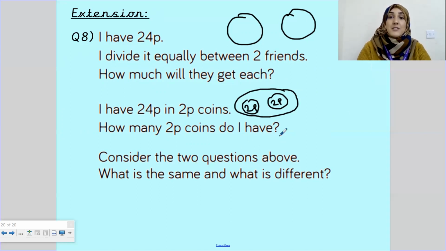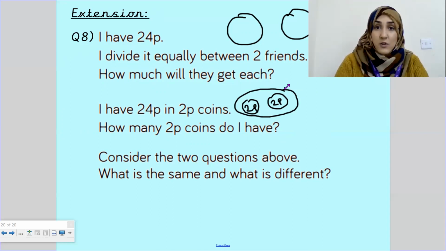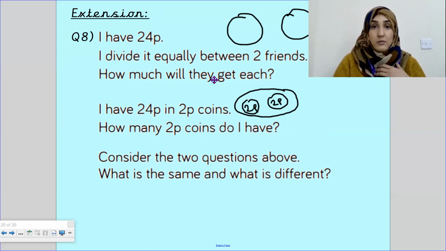Now, Morris class, we have come to the end of this lengthy maths lesson. I do apologise for it being slightly long. It's only that we had to go through quite a few examples because it is a difficult concept to grasp, especially through online learning. So we will be doing some more work on this throughout the week.